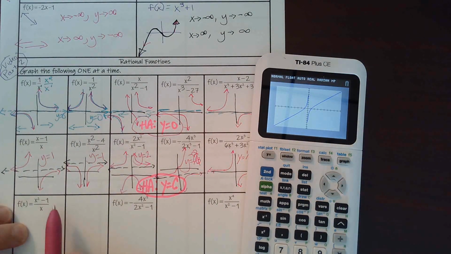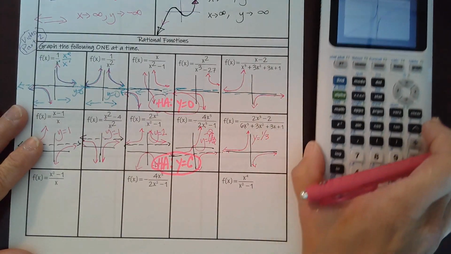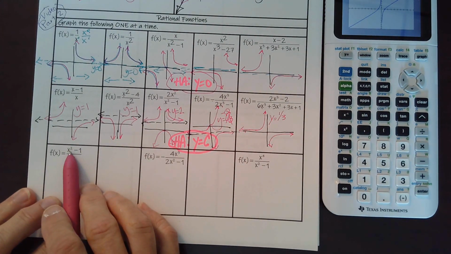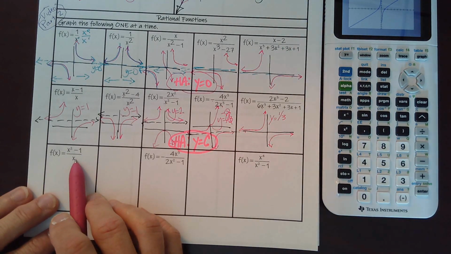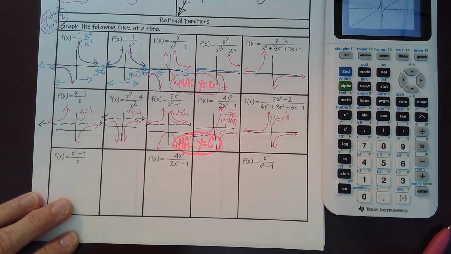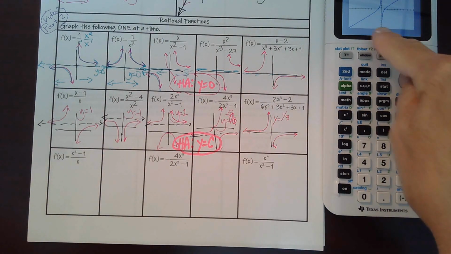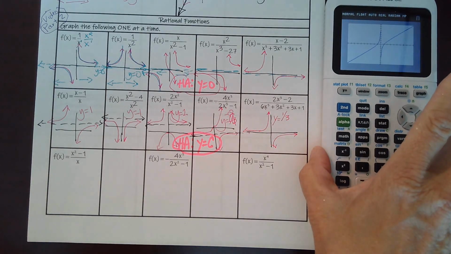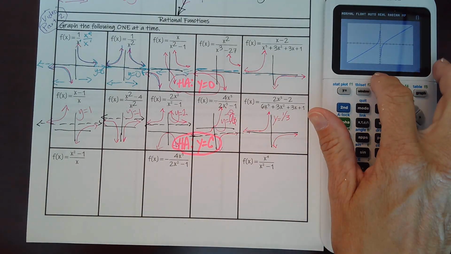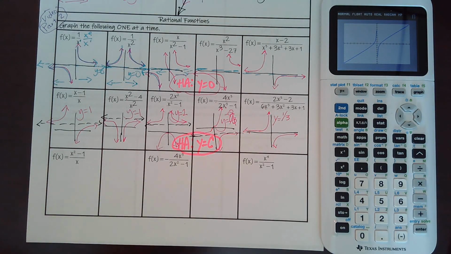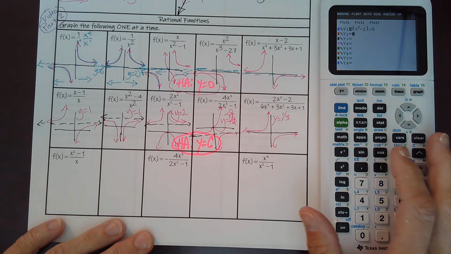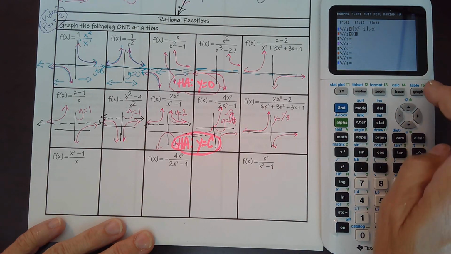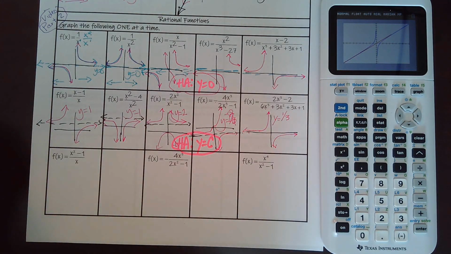So how did I know that ahead of time? Well, I knew that because the degree of the numerator is bigger than the degree of the denominator. Now, I will say that this particular graph does have an asymptote. It's considered an oblique asymptote. And I'll put this in so that you can see it. And here comes the equation for the oblique asymptote.